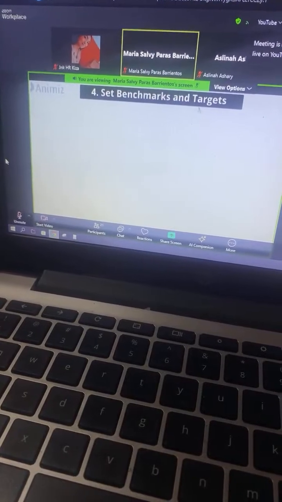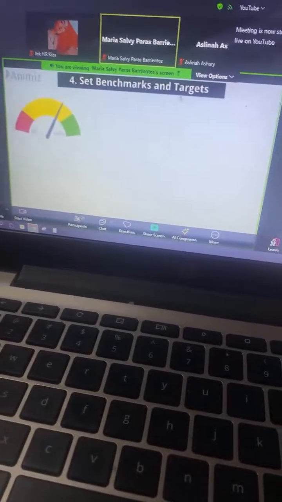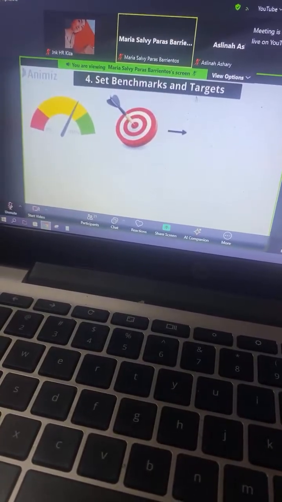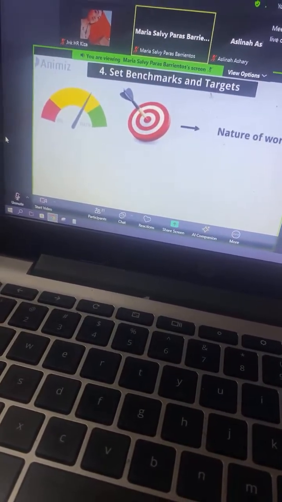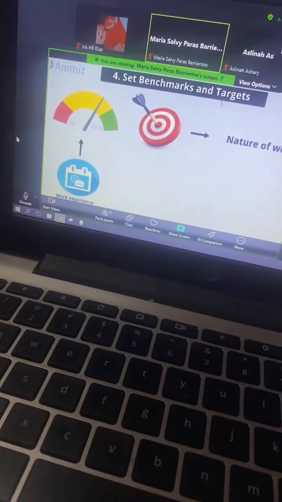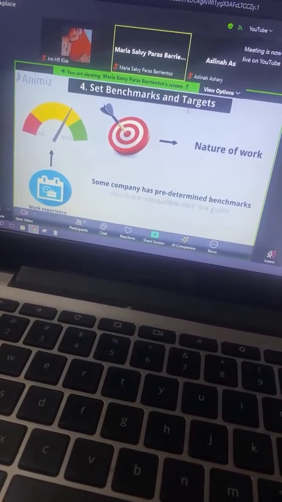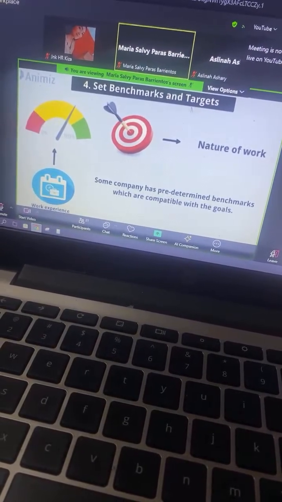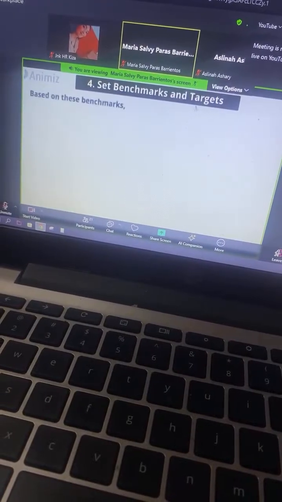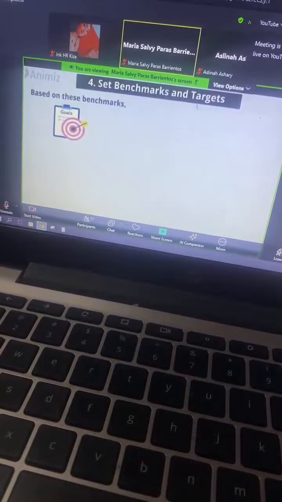Number 4. Set benchmarks and targets. For every company, productivity benchmarks and targets change according to the nature of work. Generally, benchmarks are set automatically by working experience. Some companies have predetermined benchmarks which are compatible with the goals. Based on these benchmarks, the company can set productivity targets.